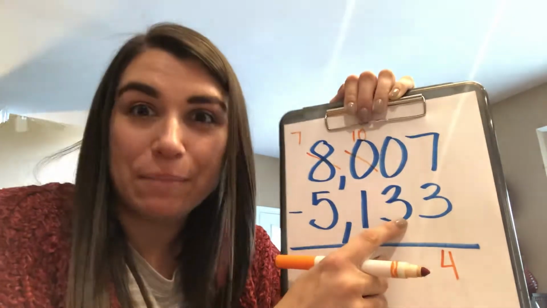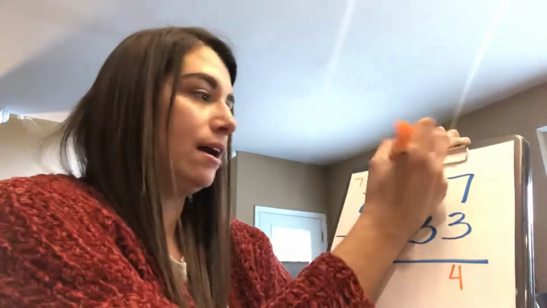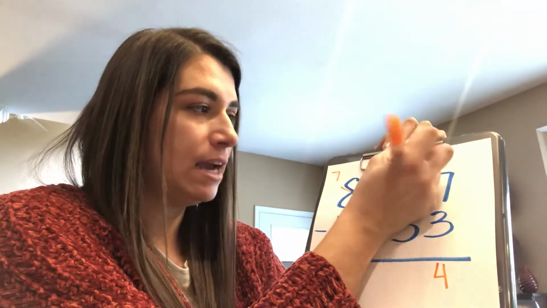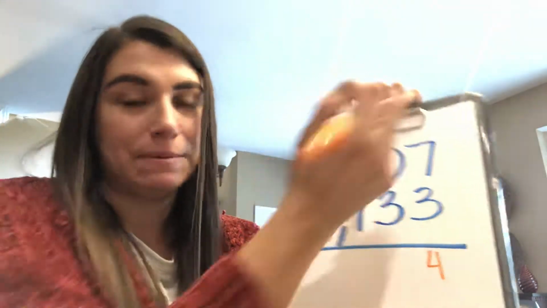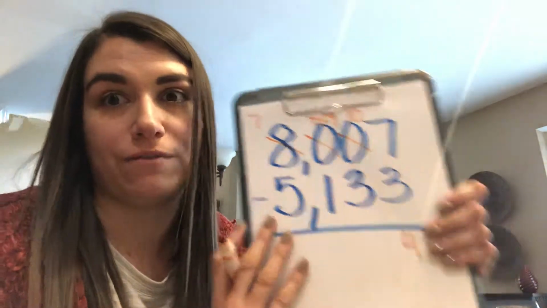But the bottom is still bigger here. So I have to borrow again from the hundreds place. So that hundreds place, the 10 becomes a 9. And now in my tens place, this 0 can become a 10. So now I'm good to solve the whole thing.